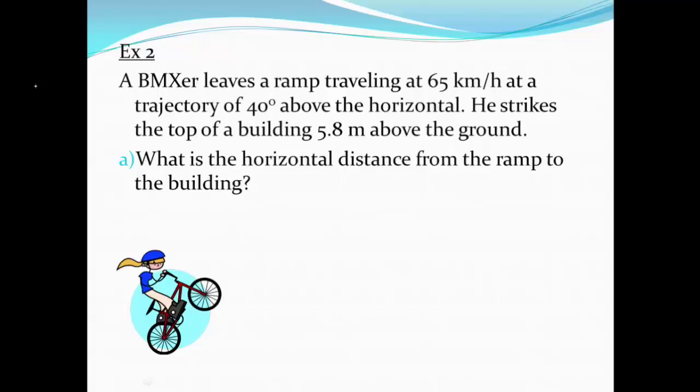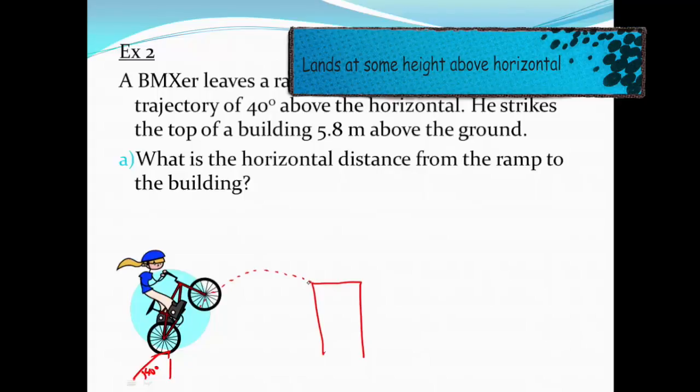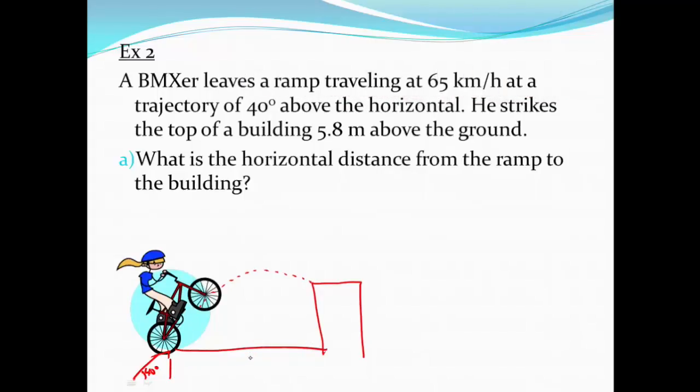Okay, well, again, we're going to draw a picture. And there's the biker going off the ramp. That is 40 degrees. And we're going to put a building a certain distance away. And this biker is going to fly and hit the top of that building. We know that this here is dx, and we know that this distance here is 5.8 meters to the top of the building.